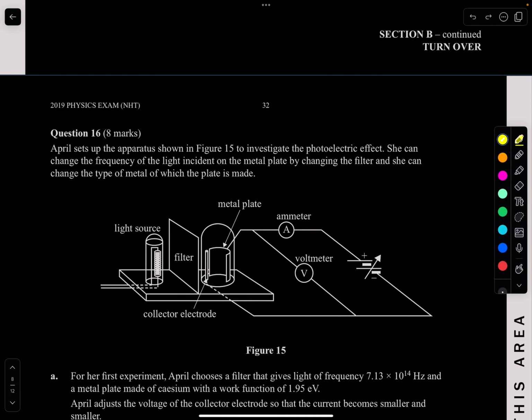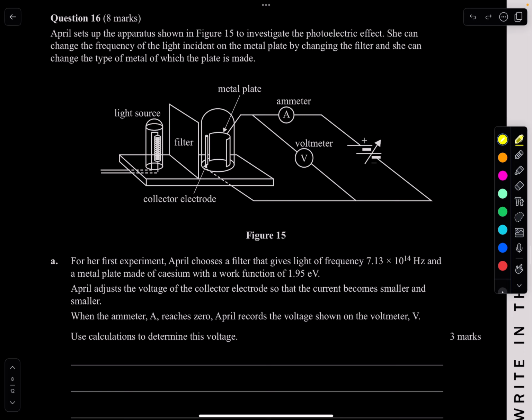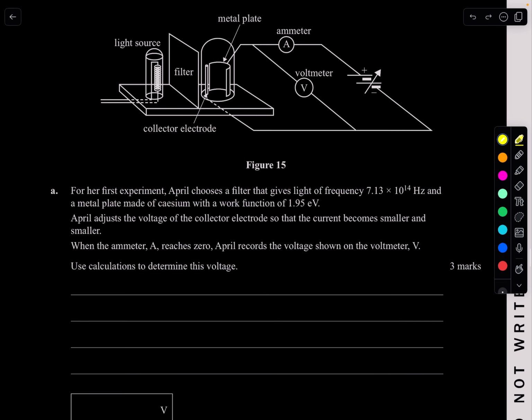Question 16, let's have a look at this. April sets up the apparatus shown in figure 15 to investigate the photoelectric effect. She can change the frequency of light incident on the metal plate by changing the filter, and she can change the type of metal of the plate. For her first experiment, April chooses a filter that gives a frequency of this and a metal plate made of cesium with a work function of this.